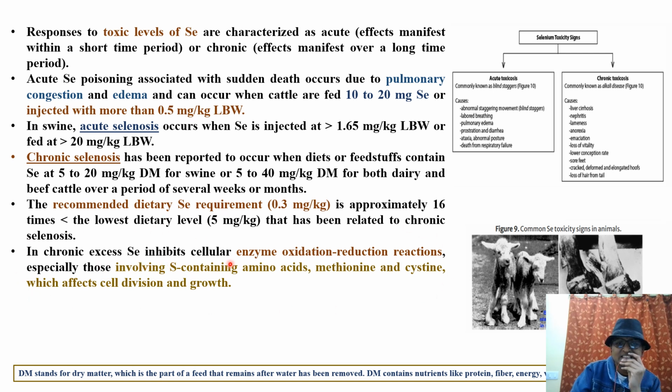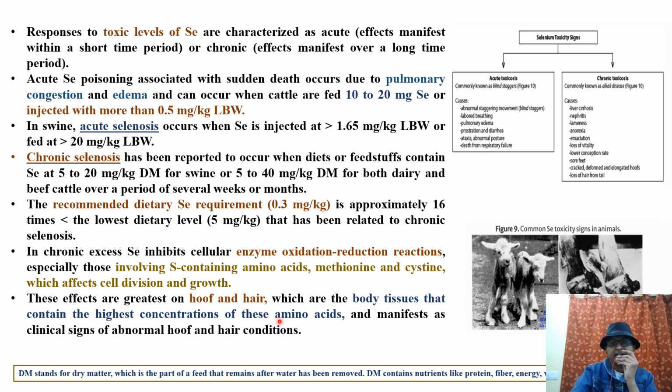Excess selenium will inhibit cellular enzyme oxidation reactions. You know that redox reactions are there in our body. Similarly in cattle, especially those involving sulfur-containing amino acids, methionine and cysteine, which affects cell division and growth. These effects are greatest on the hoof and hair, which are the body tissues that contain the highest concentration of these amino acids. That is the reason in horse or cattle you can see selenium deposition in the hoof and hair, because the highest sulfur-containing amino acids are there and selenium acts on this enzyme system, manifesting as clinical signs of abnormal hoof and hair condition. So whenever there is an abnormal hoof or hair condition in horse or cattle, you can understand that the source of poisoning might be excess selenium in their diet.